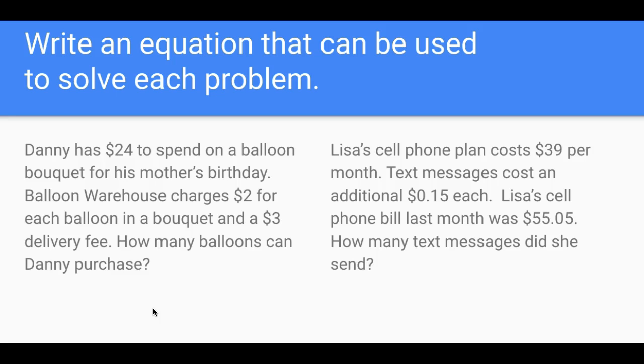The second one, okay? We know that the total cost is $39 per month. The text messages are $15 each. Her cell phone bill last month was $55. So what does that look like? That basically looks like 15x plus 39 equals 55. All right? That's basically the end of this lesson.